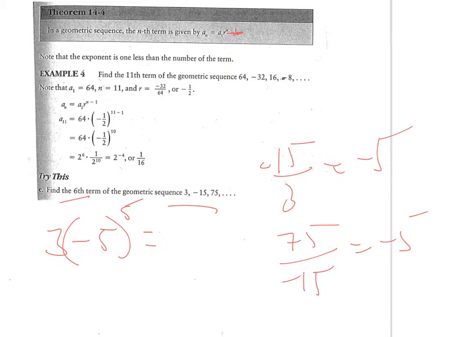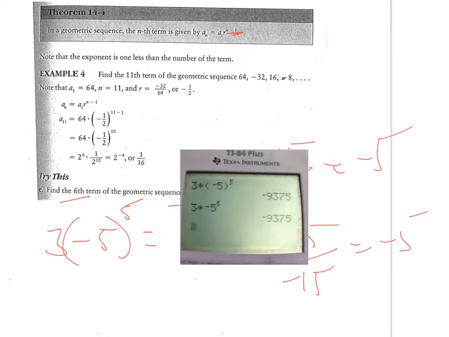I know my answer is going to be negative because I'm raising a negative number to an odd power, so that tells me it's negative. So I got my calculator and I used that to calculate it because I have no idea what 5 to the 5th is. And one thing I thought was a good chance to point out to you.